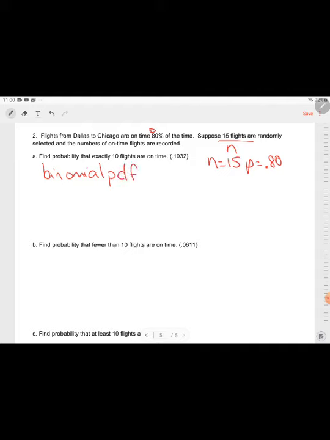So when we have the word exactly, we're going to use a PDF. If we have a less than or more than, we use a CDF. Okay, and we are using our graphing calculator, so just so you know, it's NPX, what value you want to find the probability of. So we're going to do binomial PDF of 15, comma, 0.80, comma, 10. And this is on the calculator.